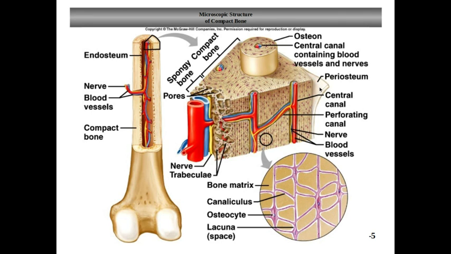This is pointing to the periosteum, the outside layer. This again is pointing to another central canal right here. It's just showing you another one. Okay, you see these little ones going sideways a little bit. Those are perforating canals. And then this is pointing to a nerve and blood vessels again.